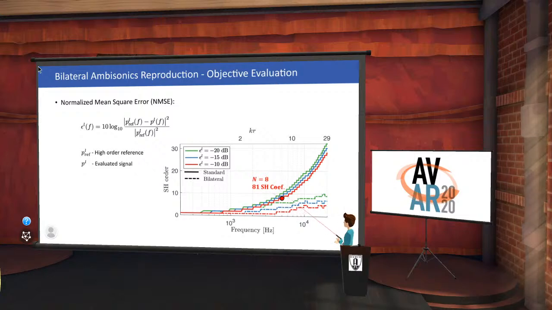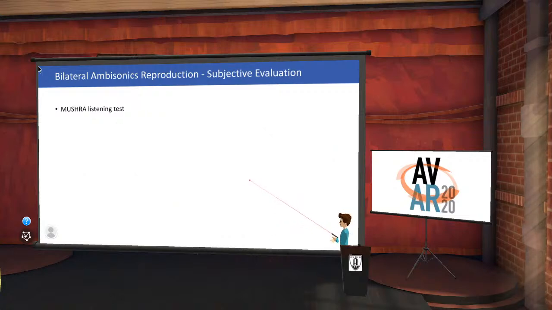For example, at around 5 kilohertz, to get an error of minus 10 dB with a standard reproduction, we need order 8, which corresponds to 81 Spherical-Harmonics coefficients. And with the bilateral ambisonics, we need only order 2, which means 18 Spherical-Harmonics coefficients, because we need two different ambisonic signals for the left and right ear. So it's twice 9 coefficients.